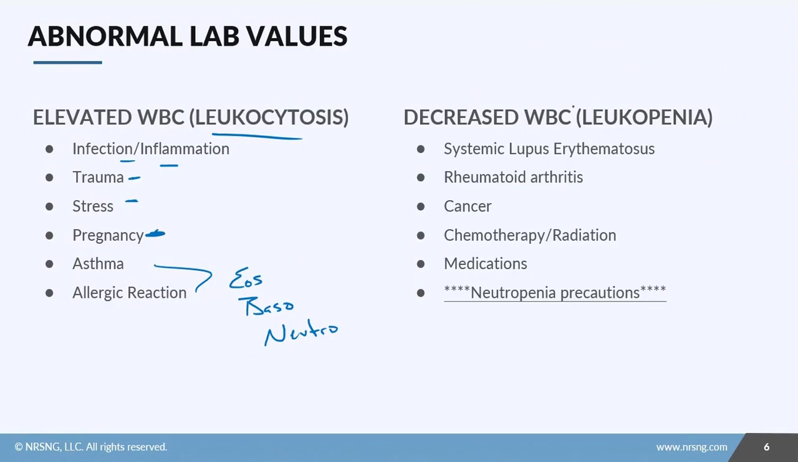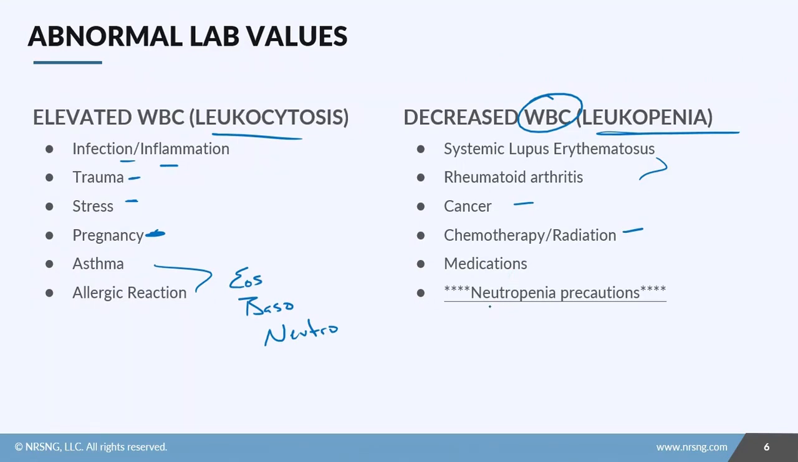So when you have a decrease in the white blood cells, this is called leukopenia. And you're going to see leukopenia with several different conditions, especially your autoimmune diseases like SLE or rheumatoid arthritis. You can also see decreases in your white blood cells with different types of cancer and even chemo and radiation. And some medications even cause a decrease in your white blood cell count.